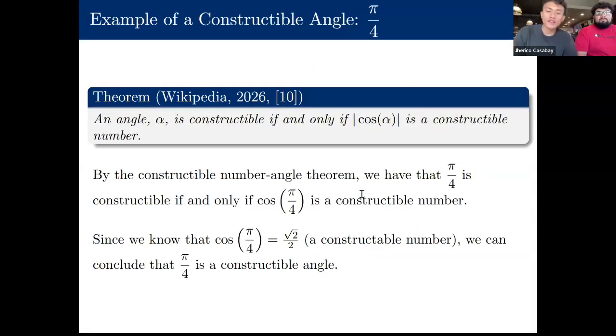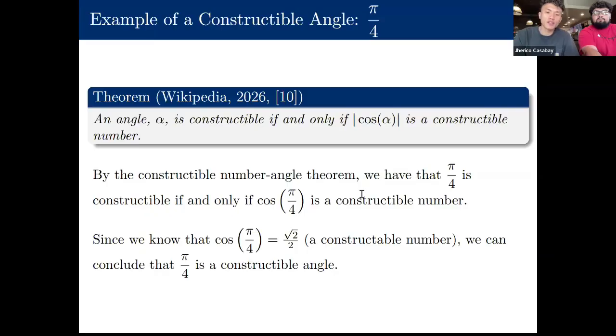So now with the idea of constructible angles and constructible numbers, we can introduce this theorem that we've discovered: if we have an angle alpha and we know that angle alpha is constructible, then the absolute value of cosine of that angle is a constructible number. And it's the same idea in reverse: if we know we have a constructible number as the absolute value of cosine of alpha, then we know that angle will be constructible. The first example that we have will be the angle pi over 4.